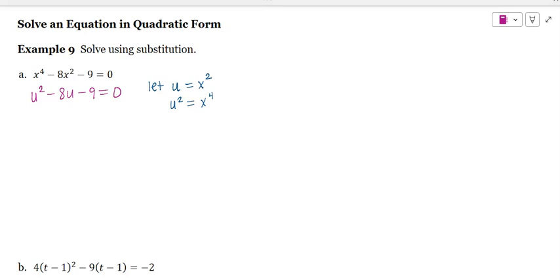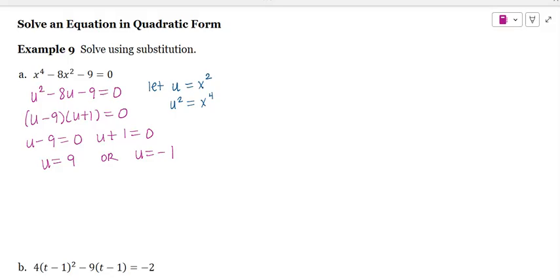We know how to factor this. This factors into u minus 9 and u plus 1. And then we can split this into two separate equations so that u is either equal to 9 or u is equal to negative 1.